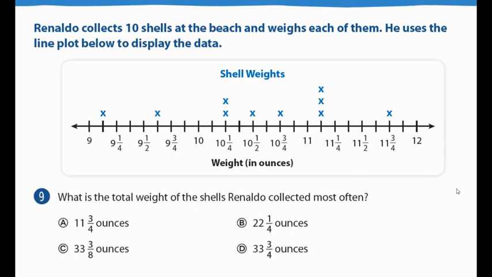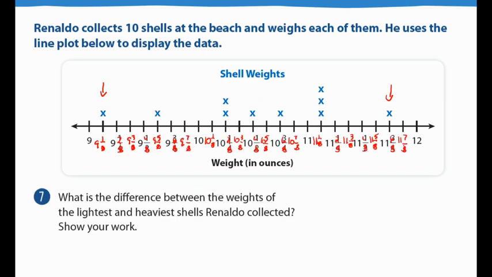And then lastly, it says, what is the total weight that he collected most often? So you're looking for the one with the most X's here. This one right here has the most X's. So you would take those 3, which is 11 and 1/8, and add all those together. So you guys go ahead and do 7, 8, and 9. Come back here and we will check your work.